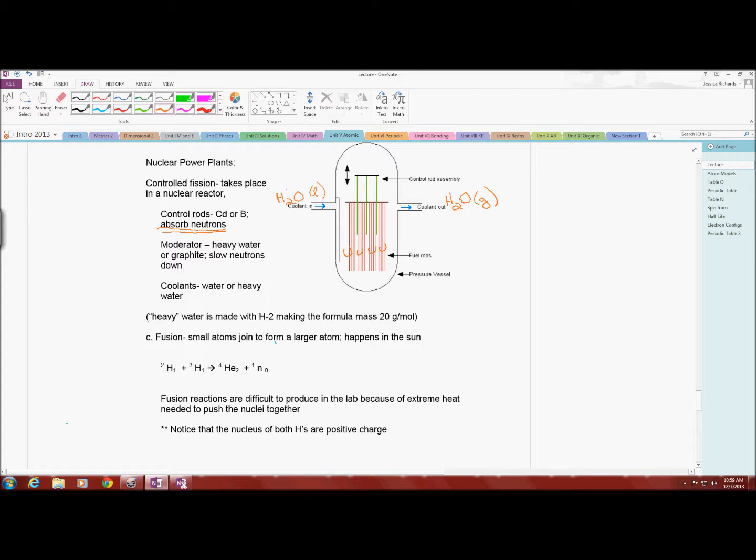The farther the control rods are in between the fuel rods, the more neutrons they absorb and the slower the reaction goes. They never let the reaction completely stop once it starts unless they need to inspect or check or change the fuel rods, because it's so expensive to get the thing started in the first place. If there's an emergency, these control rods should drop completely in between the fuel rods and absorb all of the neutrons and stop the reaction.